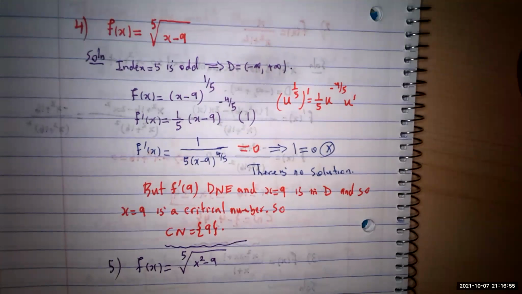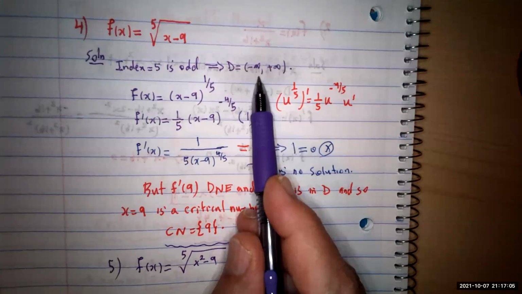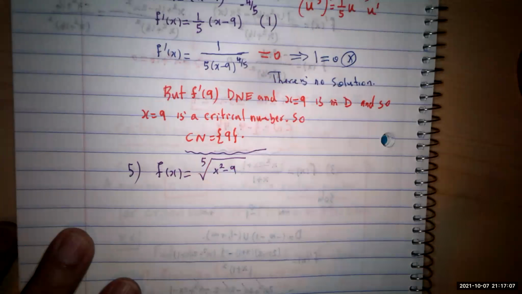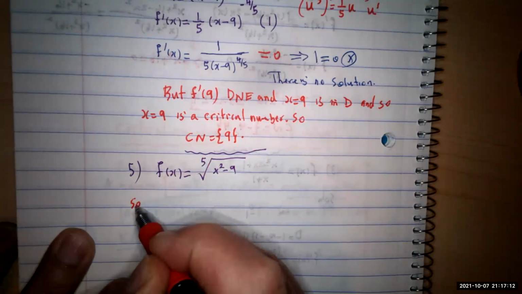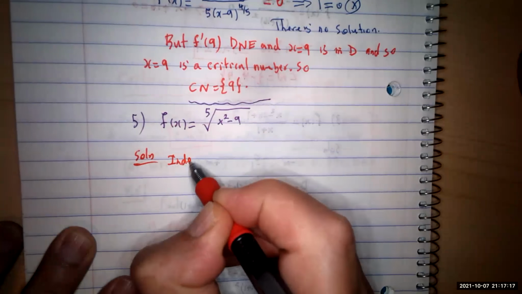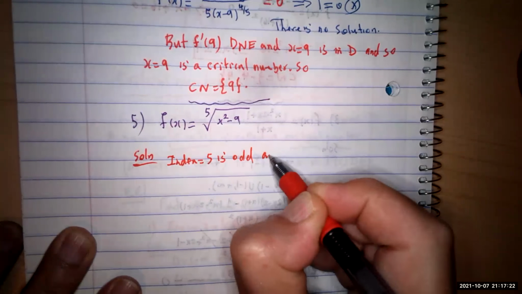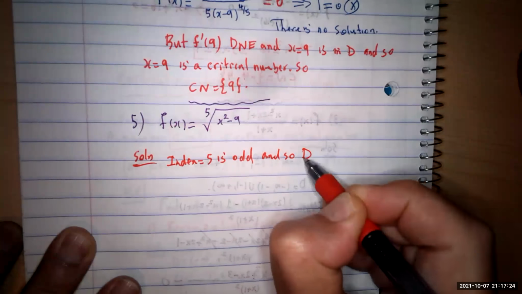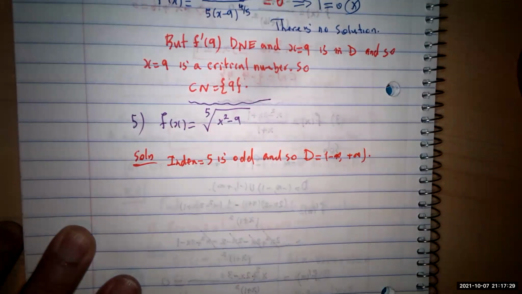Look, compare the solutions. We start with the domain. The domain would be the same, because of the index. Let's do it to see where they are going to be different. Again, your index is odd. 5 is odd, and so your domain is the same thing: negative infinity to positive infinity.